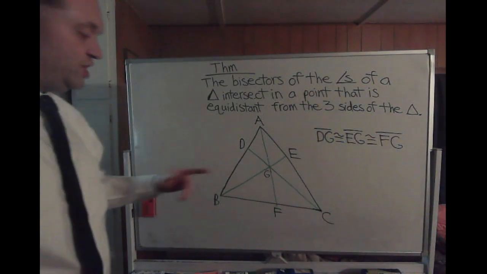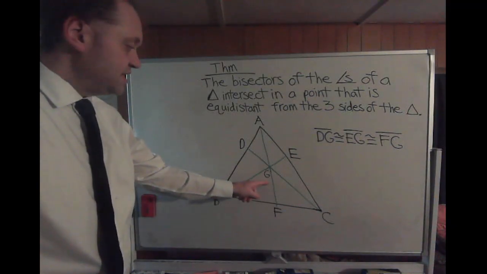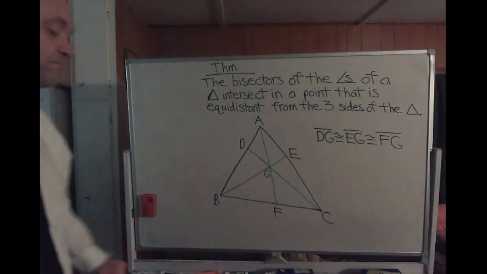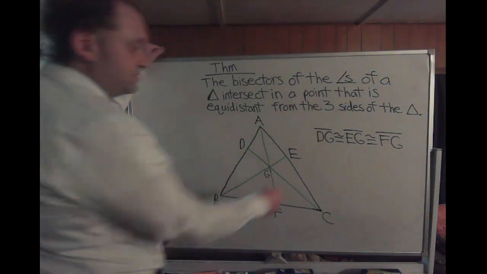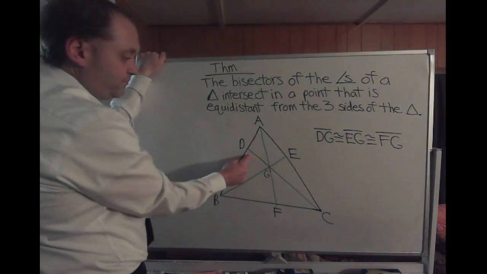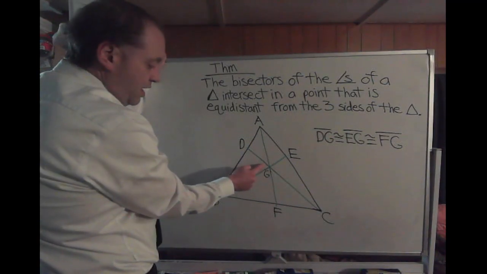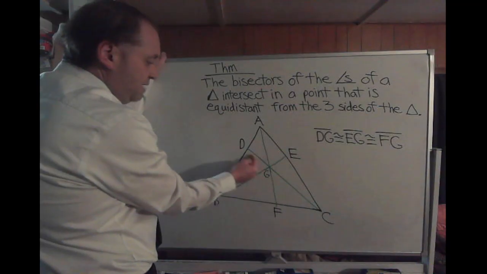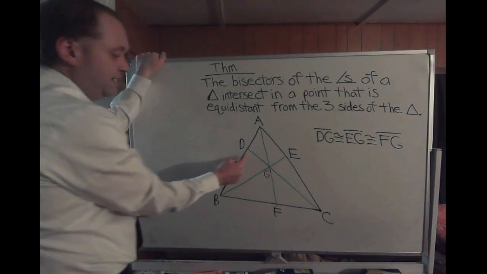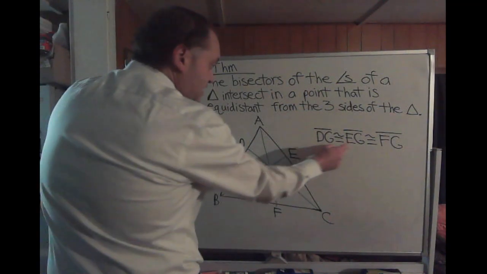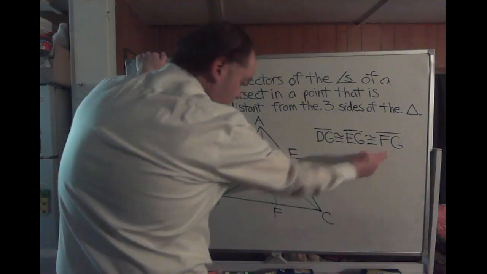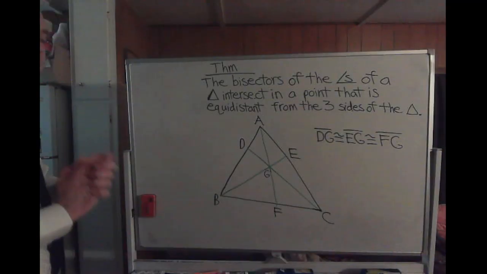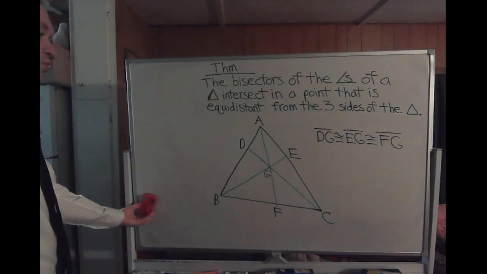From point G, it is equidistant to side AB, to side AC, and to side BC. So in other words, segment DG, the distance from where the bisectors meet to where they come to the other side at D, is congruent to segment EG, which is also congruent to segment FG. I know this triangle is probably not the best representation, but you'll get the point.